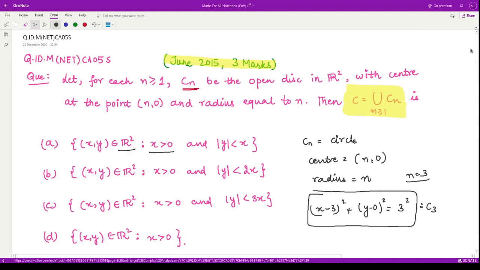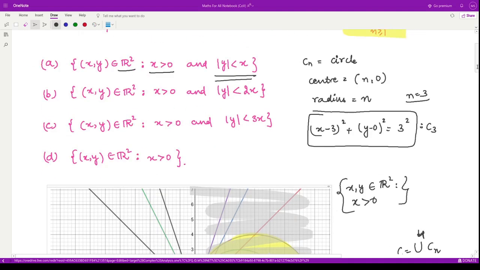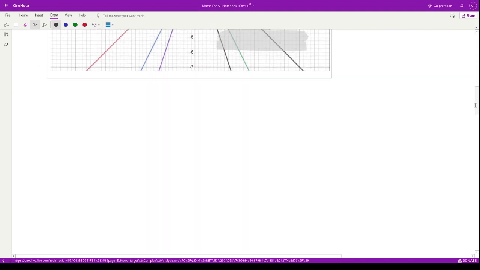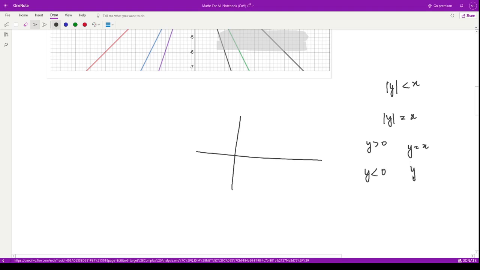Now in the first option they are saying mod of y less than x. So now let us see this region. We have this coordinate axis. They are saying mod of y less than x. So let us first draw the line mod of y is equal to x. What would be that line? When y is positive, our line would be y is equal to x, and when y is negative, our line would simply be minus y is equal to x. So we have these two lines over here.